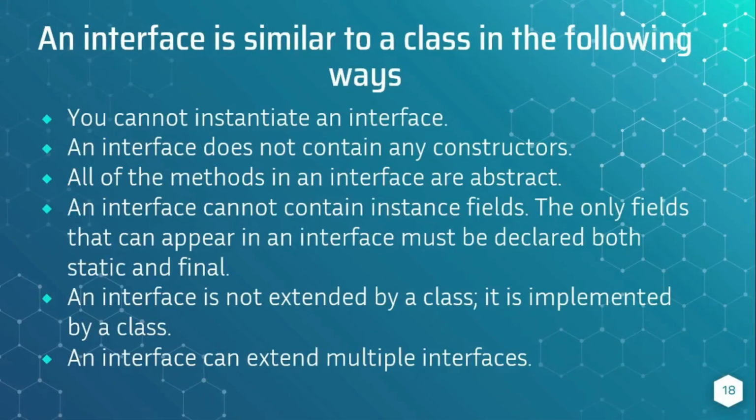An interface is different from a class in the following ways. You cannot instantiate an interface. An interface does not contain any constructors. All of the methods in an interface are abstract. An interface cannot contain instance fields. The only fields that can appear in an interface must be declared both static and final. An interface is not extended by a class. It is implemented by a class. An interface can extend multiple interfaces.